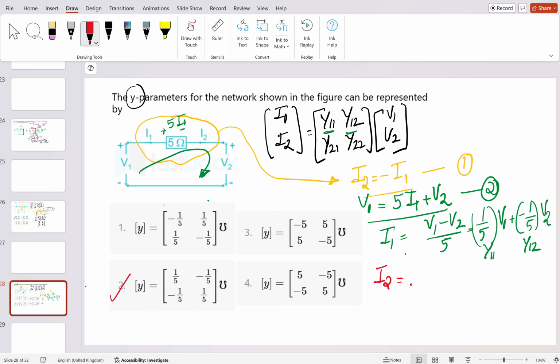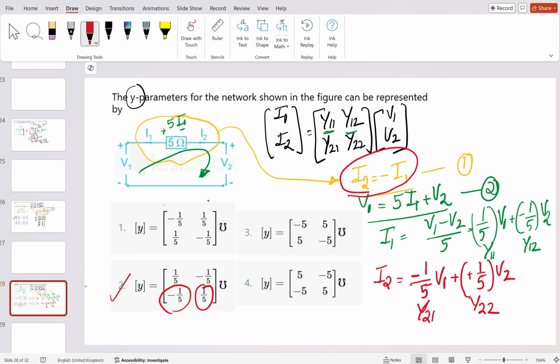Let's find the I2 equation. I2 is equal to minus I1. So if you multiply the I1 equation by minus, you will get minus 1/5 times V1 plus 1/5 times V2. This is the Y21 and Y22. This is matching with this element, so option 2 is actually correct.